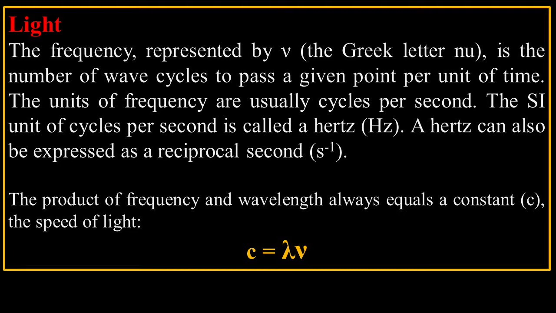The frequency, represented by nu, is the number of wave cycles to pass a given point per unit of time. The unit of frequency is usually cycles per second. The SI unit of cycles per second is called hertz. A hertz can also be represented by the reciprocal second. So you could use either one, either hertz, which is actually SI, or per second. Cycles is understood. The product of the frequency and wavelength always equals a constant, c, the speed of light. It's not v, it's c, the speed of light.